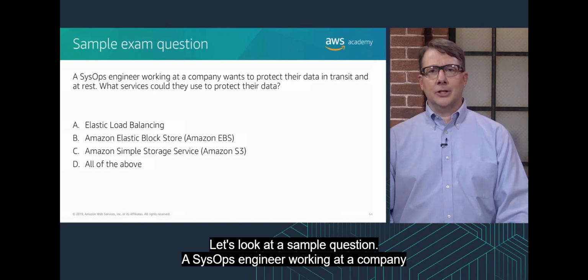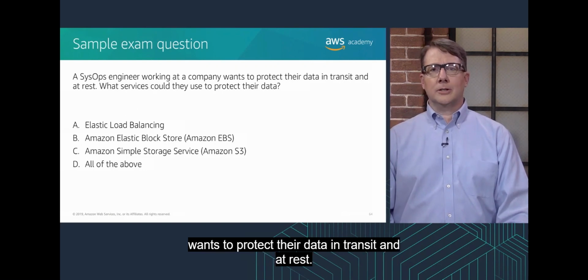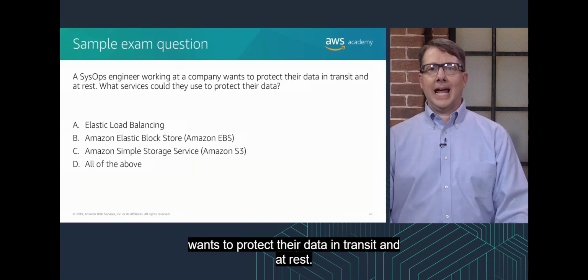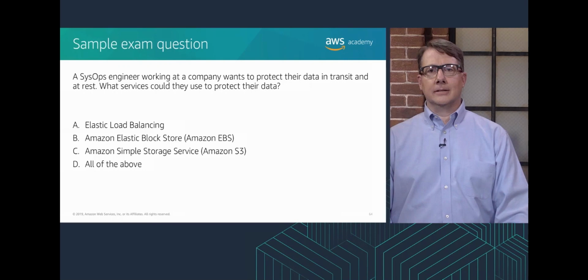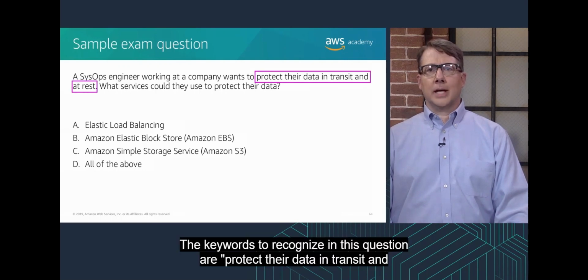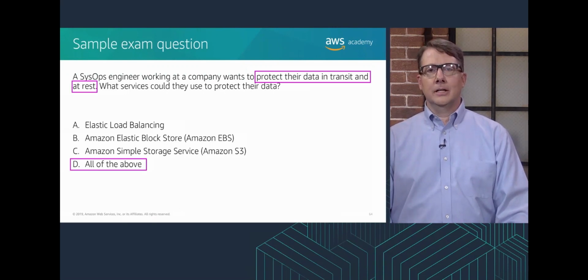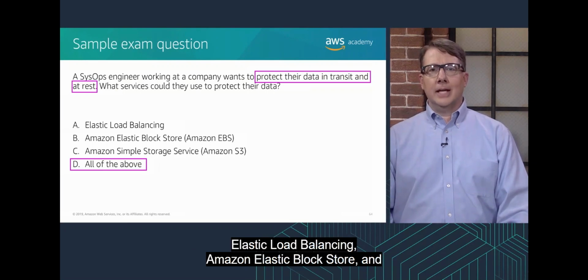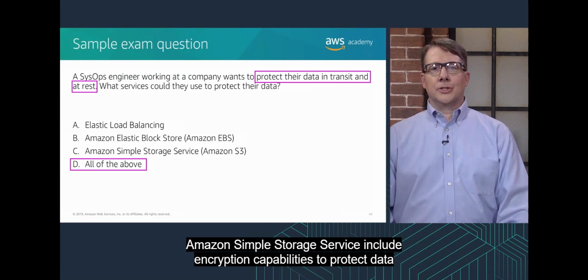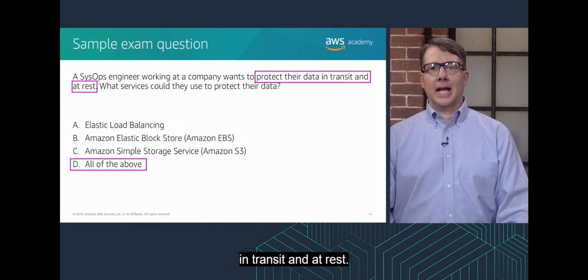A SysOps engineer working at a company wants to protect their data in transit and at rest. What services could they use to protect their data? The key words to recognize in this question are protect their data in transit and at rest. The correct answer is D, all of the above. Elastic Load Balancing, Amazon Elastic Block Store, and Amazon Simple Storage Service include encryption capabilities to protect data in transit and at rest.